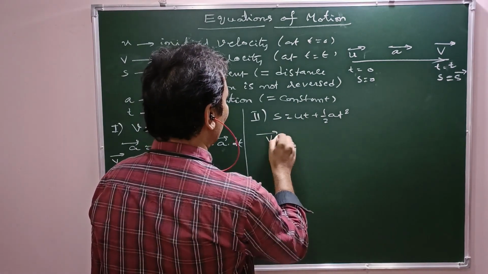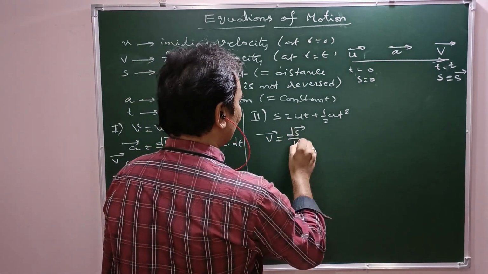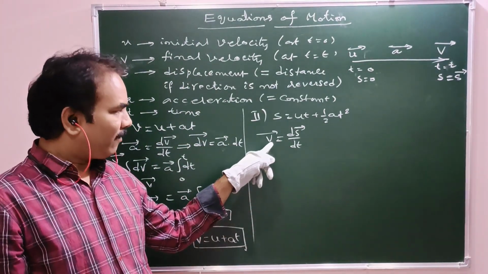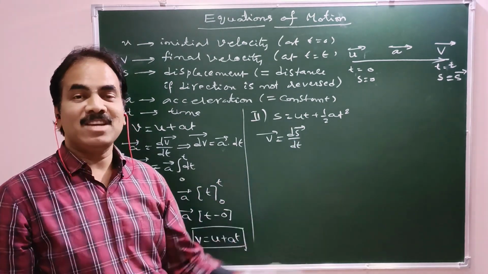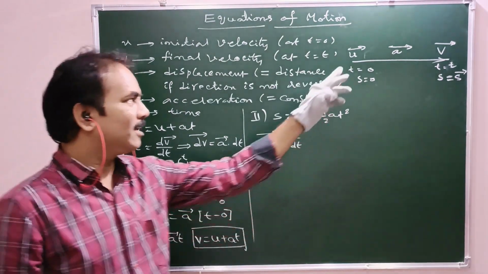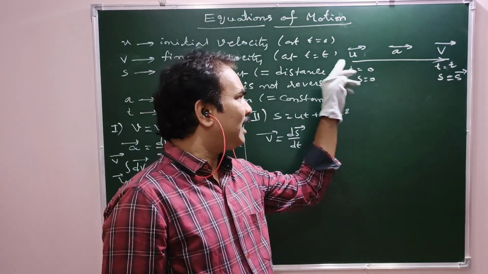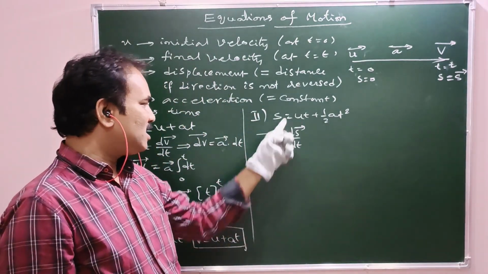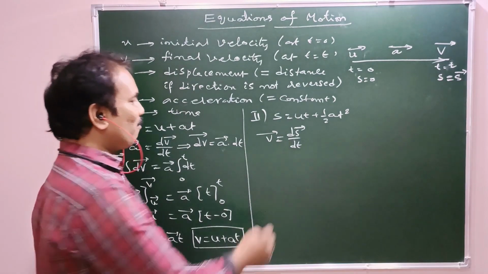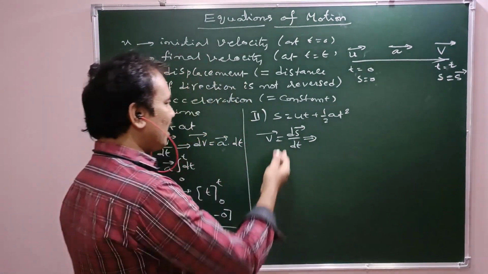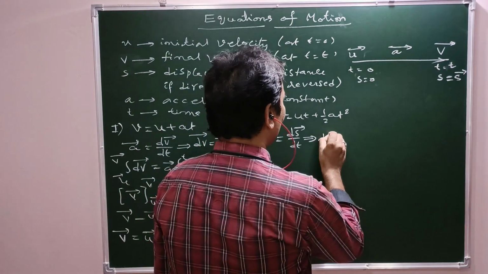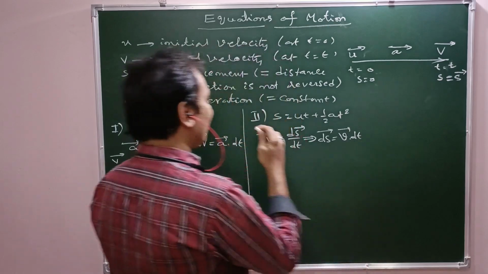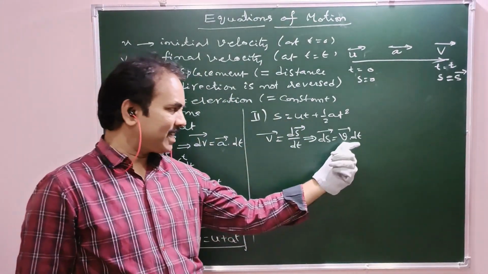v bar equals ds bar by dt. v bar is the instantaneous velocity, at any instant, that is ds bar by dt. The rate of change of displacement is the instantaneous velocity. Here velocity changes at every instant from u bar to v bar in a time interval t. So I am taking the rate of change of displacement as velocity. Now on cross multiplication, ds bar equals v bar into dt.